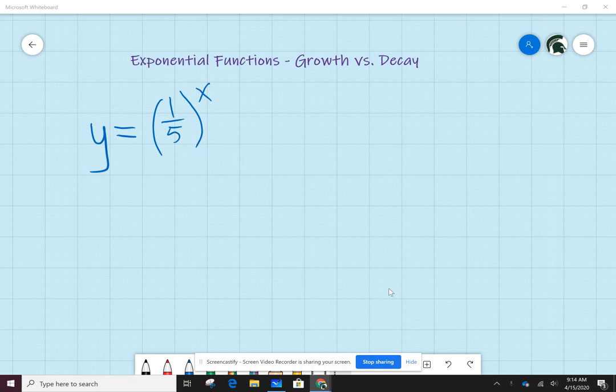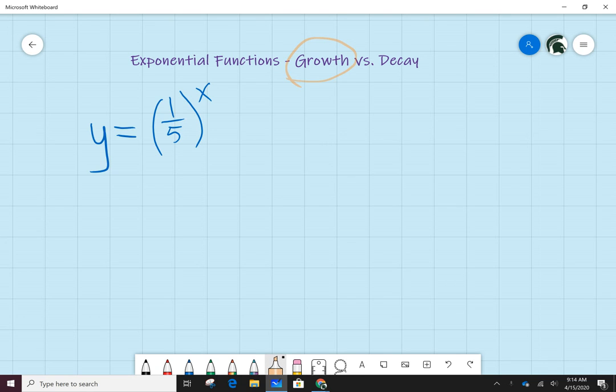Hi everyone, we're going to continue working with exponential functions today. First, let's talk a little bit about the difference between a growth versus a decay function. So far, you have worked with growth functions. You have already worked with a growth function.